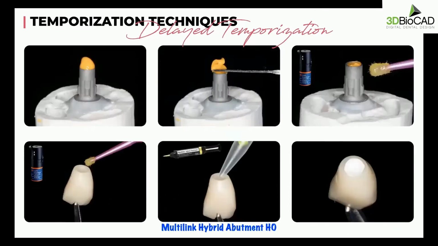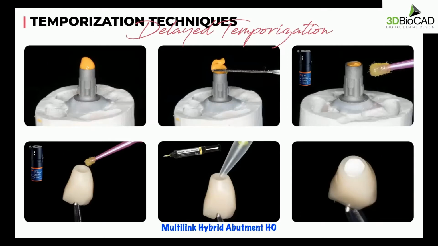And then in order to cement this, we inject light body PVS into the access hole so that when I'm cementing the temporary crown, excess cement does not go into that access hole. And then, of course, you can wait for the light body PVS to set and then cut it off with a blade, or before it sets, you can just wipe it with your finger, and I find that that's a little bit easier.